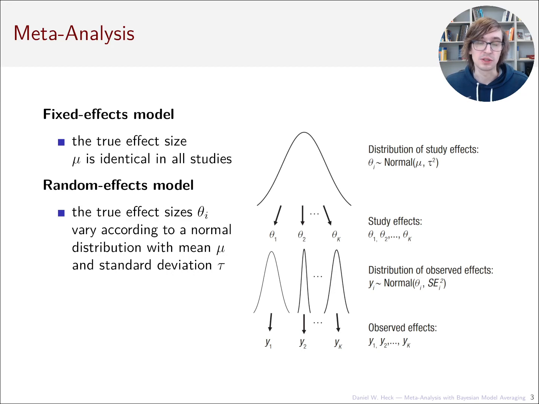The fixed effects model assumes that each study has the same constant true effect size, mu, and that this effect size is identical in all studies. The random effects model, in contrast, assumes that each study has a different effect, theta i, which varies according to a normal distribution across studies. So first, the studies are sampled essentially from the normal distribution as shown on the right-hand side, and the parameters of this distribution are mu, the average effect size, and tau, the standard deviation of effect sizes. This tau is also known as the heterogeneity. It's the amount of differences of effect sizes across studies.